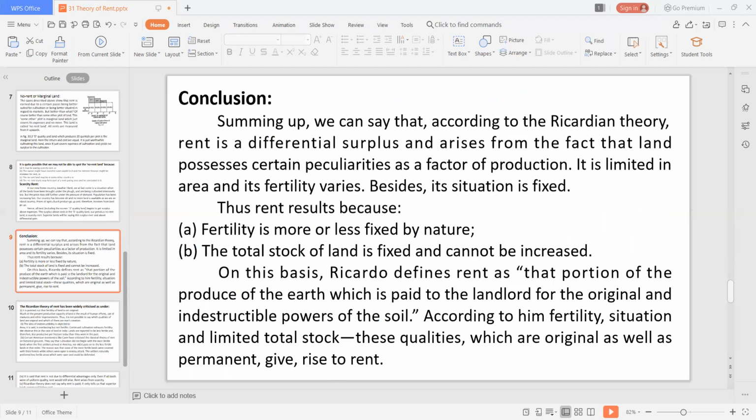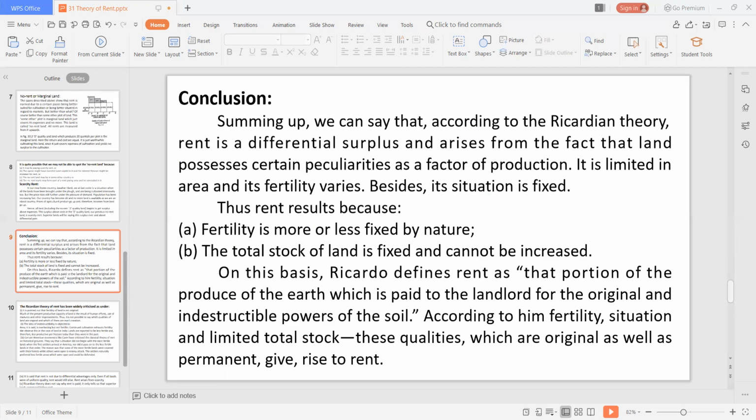We can say that according to David Ricardo, in the Ricardian theory of rent, rent is a differential surplus and arises from the fact that land possesses certain peculiarities as a factor of production. It is limited in area and fertility varies. Besides, its situation is fixed. Why? Because rent is the result of two things. One, fertility is more or less fixed by nature. Two, the total stock of land is fixed and cannot be increased. These are the two criteria which influence the Ricardian theory of rent.